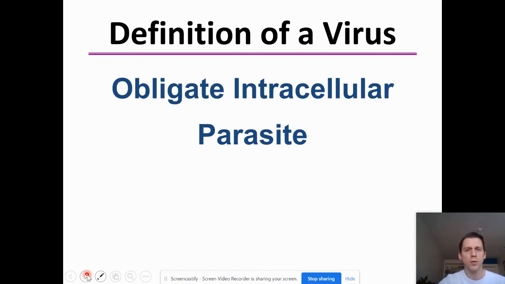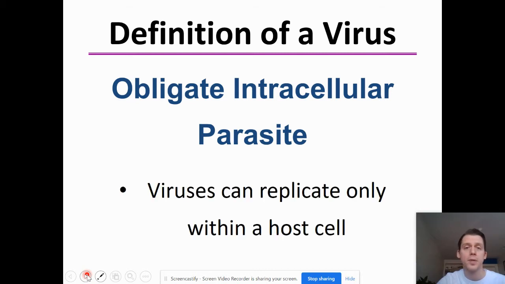So a virus is referred to as an obligate intracellular parasite. So it's a parasite because it has to rely on other things in order to exist. Viruses can only replicate within a host cell.